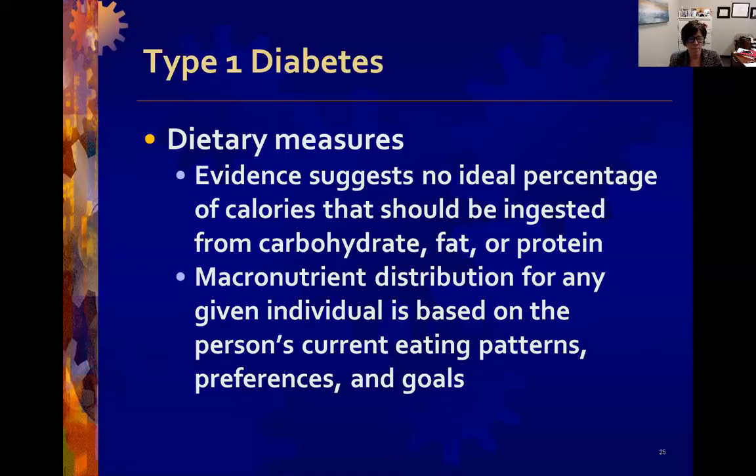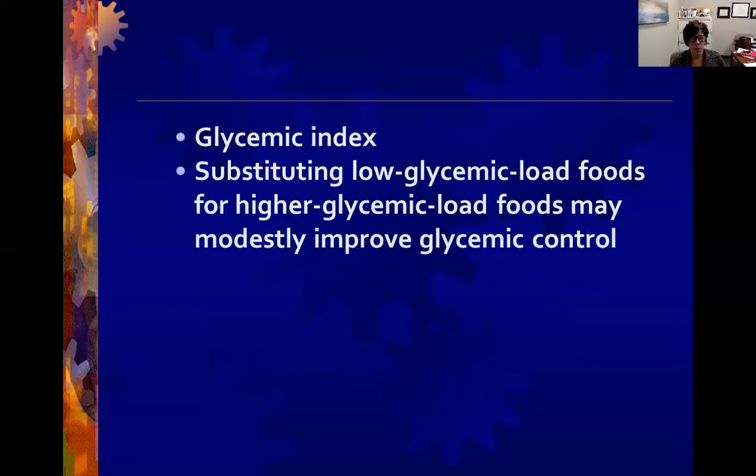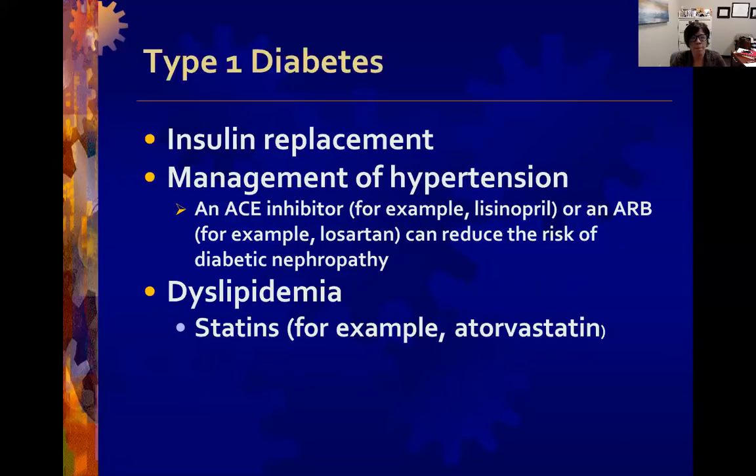So again, people with type 1, they usually know what their exchange system is, and we talked about this last year. They also have continuous glucose monitoring on their pumps. So again, with the glycemic index, you can substitute low glycemic food loads for higher glycemic food loads to improve glycemic control. Basically, they don't want their blood sugar spiking. They want to use foods that are not going to cause that high spike in the blood sugar.